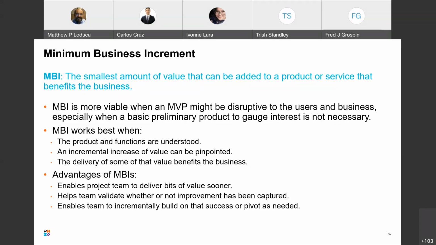I have no idea how much MBI will be on there, but just know that it's the smallest amount of value that can be added to a product or service that benefits the business. Questions on this? I'm not sure I can answer your questions on this, but if you got some, I'm willing to give it a go. Questions?